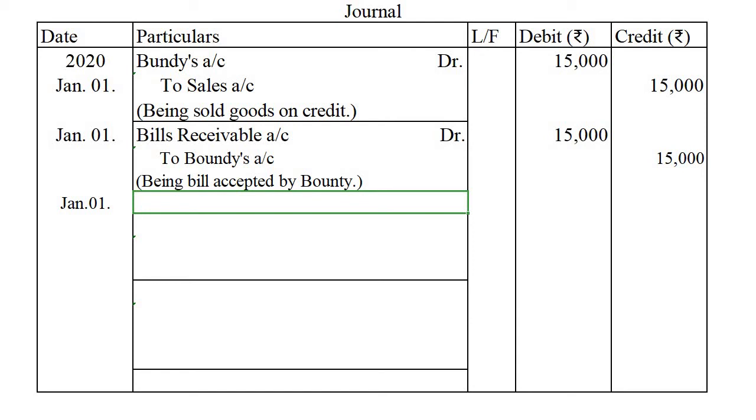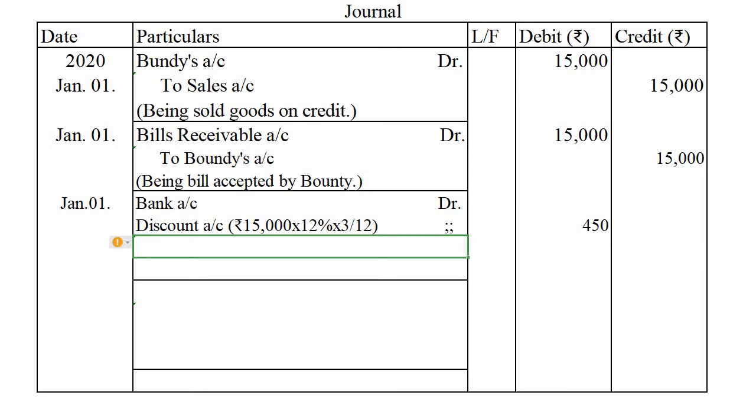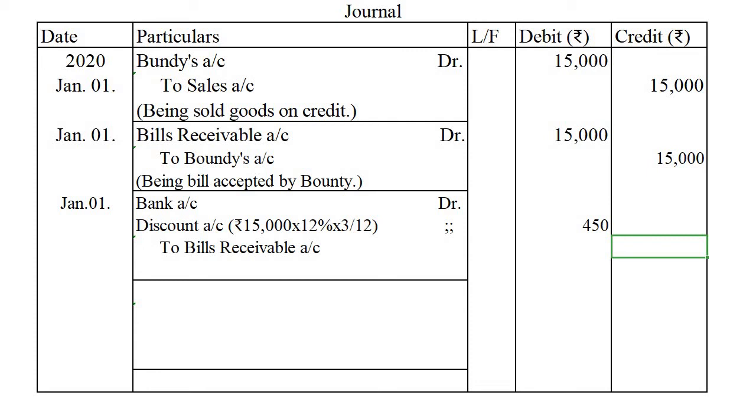Azad discounted the bill. So we will write bank account debit, discount debit, bank account debit, and then discount we will write. Discount we know that is 12% on 15,000. That means 15,000 into 12% into 3 by 12. So what will be the amount? 450, isn't it? And the bill amount we know, bill amount is 15,000. So 15,000 minus 450, 14,550 will be the money which the bank gives after discounting.